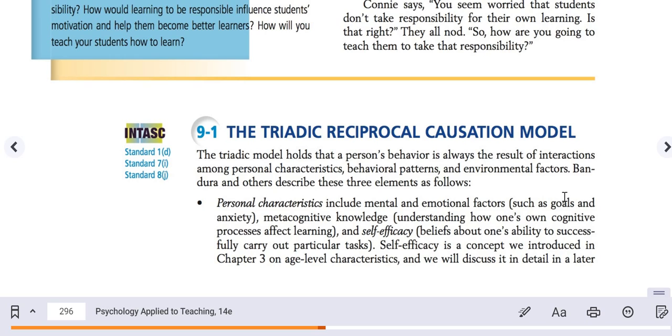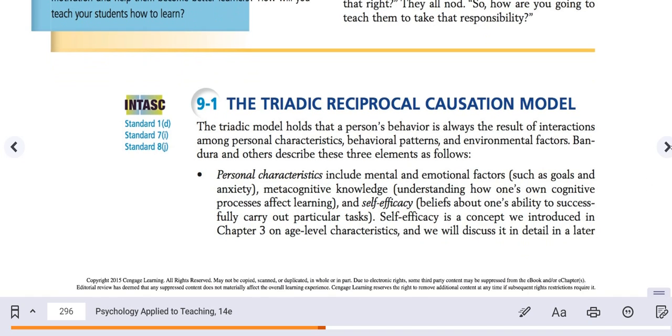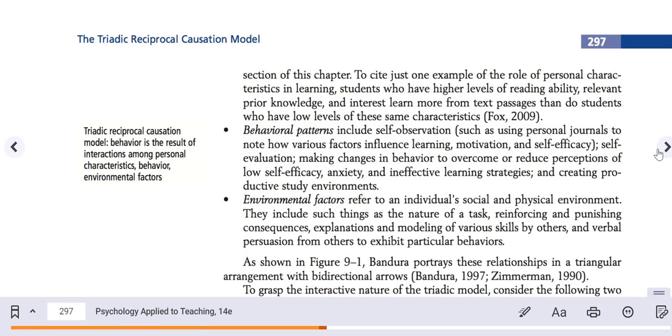Personal characteristics include mental and emotional factors such as goals and anxiety, metacognitive knowledge, understanding one's own cognitive processes after learning, understanding how one's own cognitive processes affect learning, and self-efficacy, beliefs about one's ability to successfully carry out particular tasks. Self-efficacy is a concept we introduced in Chapter 3 on age-level characteristics, and we will discuss it in detail in a later section of this chapter.